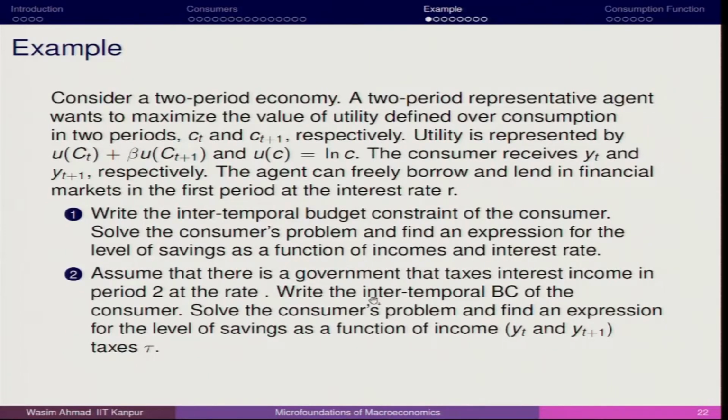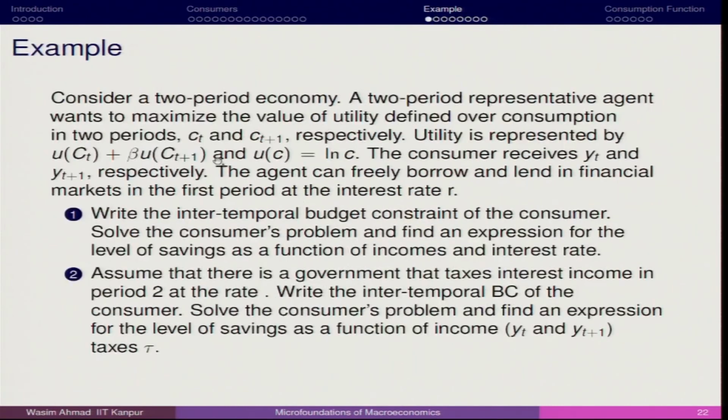Assume that there is a government that taxes interest income in period 2 at the rate. Write the intertemporal budget constraint. So, let us first solve this part. Write the intertemporal budget constraint of the consumer, solve the consumer's problem and find an expression for the level of savings as a function of incomes and the interest rate. So, this is how we are going to solve it.